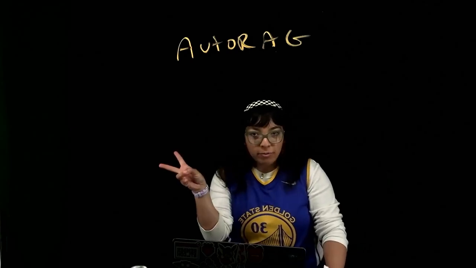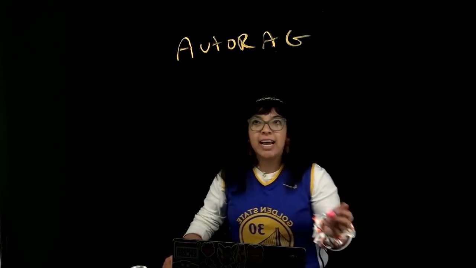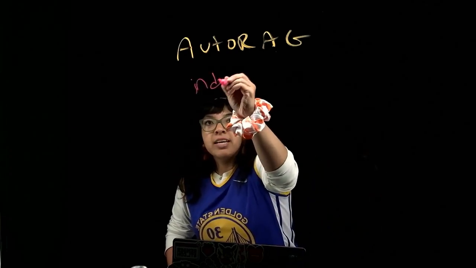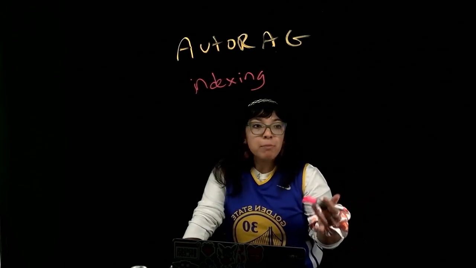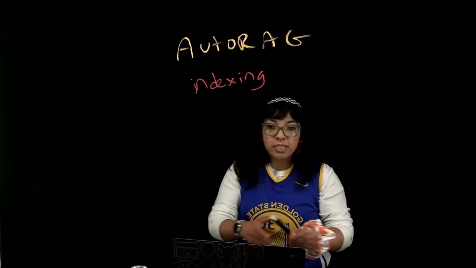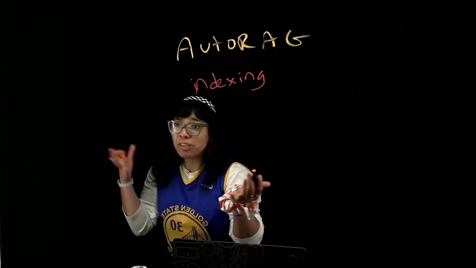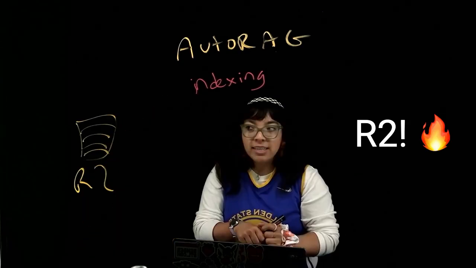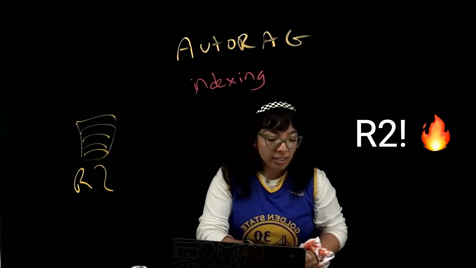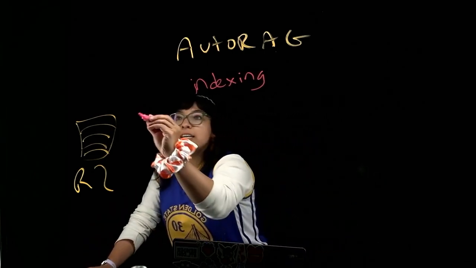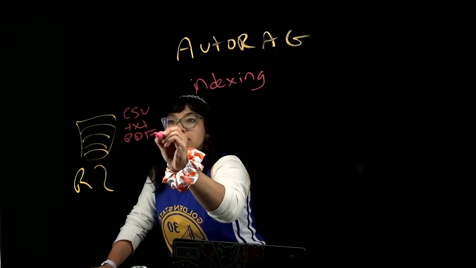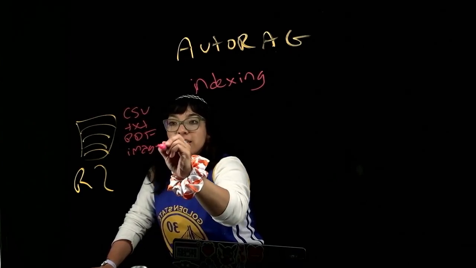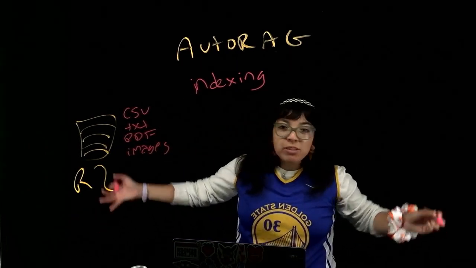AutoRAG has two different processes. We're going to be looking at indexing. Indexing involves ingesting, transforming, and storing my data. How it starts is with a Cloudflare product I'm also a big fan of, R2. This R2 bucket stores different data files. It could be like a CSV, text file, PDF, as well as images. So many different types of files.